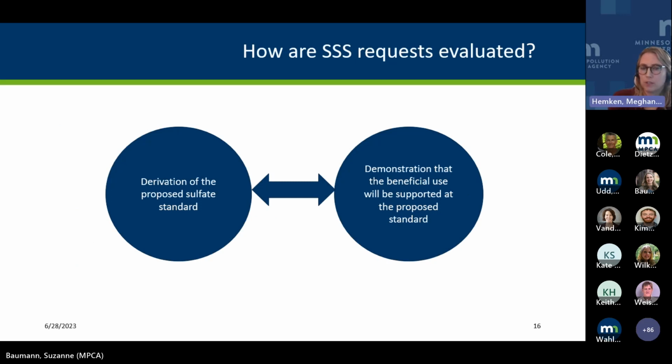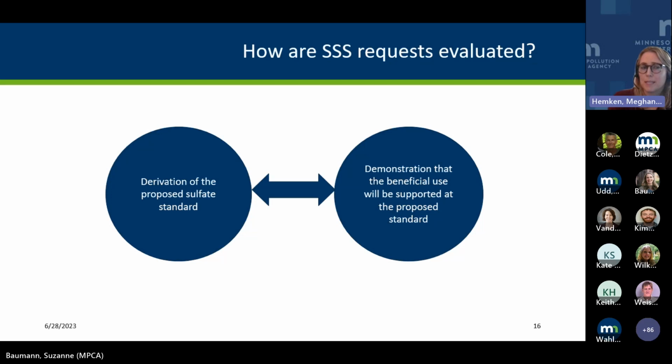So how are these applications evaluated? There are two main components of our review, and these two pieces are intricately connected. It is the derivation of the proposed sulfate standard and how the applicant is demonstrating that the beneficial use will be protected and supported at the proposed standard with indicators that are separate from sulfate or from the pollutant concentration. And most importantly, how these two are interconnected. So you can't just develop a sulfate standard threshold separately from understanding the wild rice in that water body. These two pieces are intricately connected.